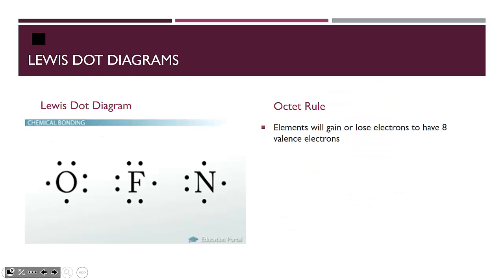Now, electrons are shared or given so that elements reach their lowest energy level. The lowest energy level is to have a full s and p orbital. So a full s and p orbital for any element is to have 8 electrons in its outermost shell.